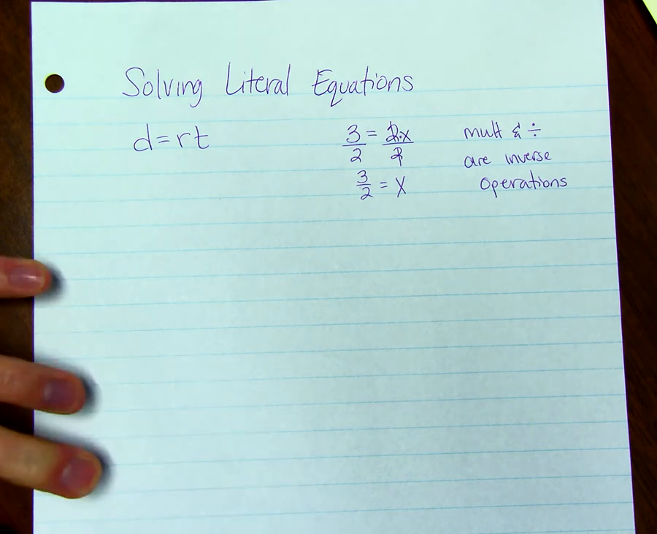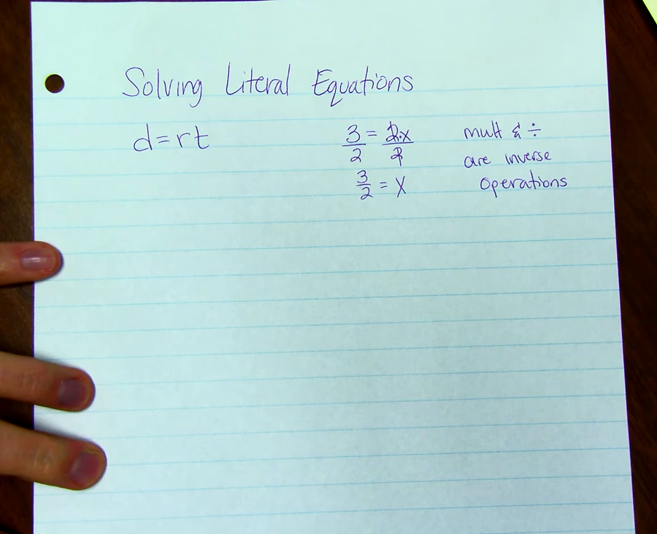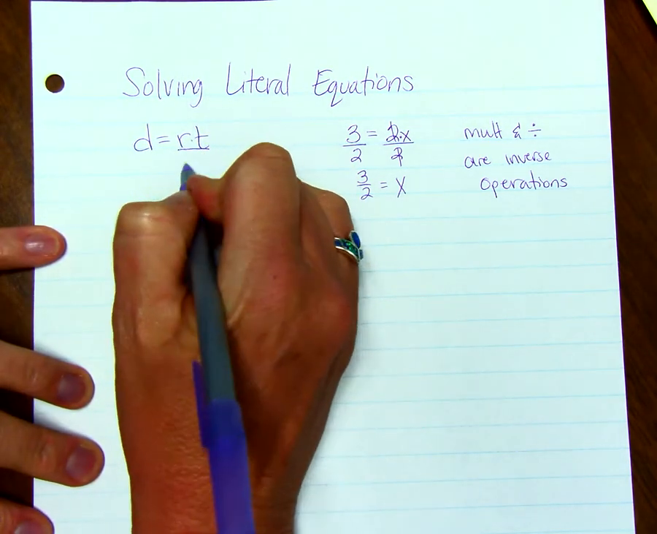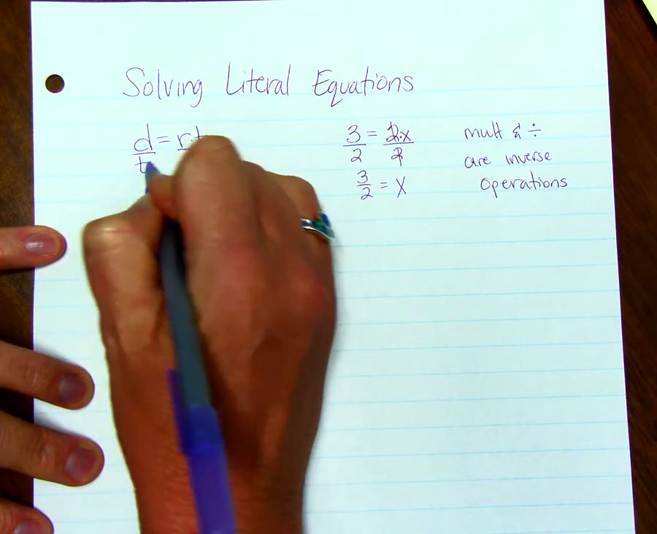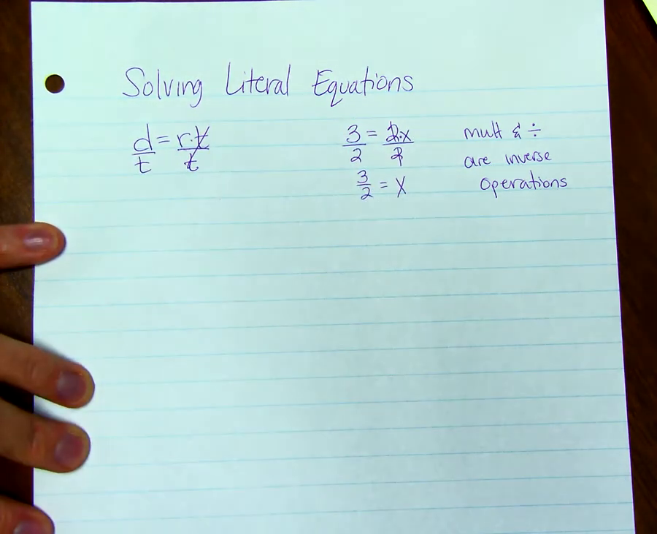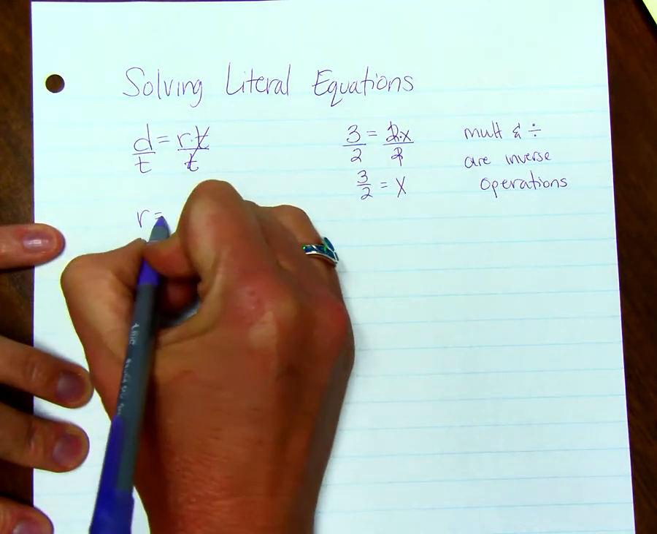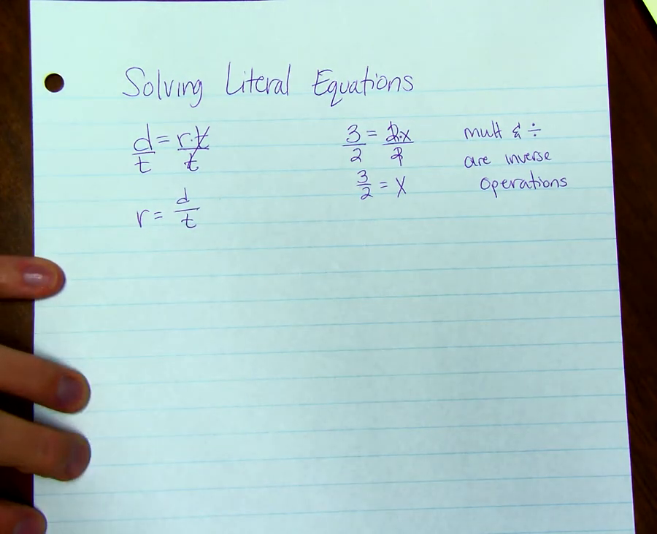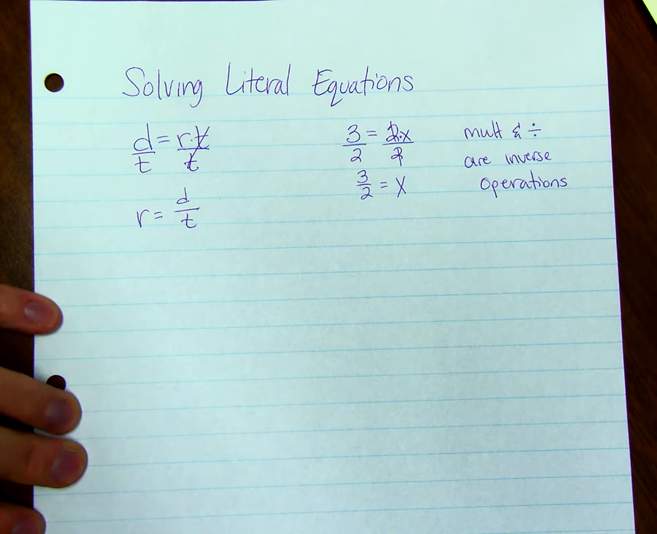Okay, so the inverse of multiply is divide. So if we want to solve for r, we're going to divide both sides by t. Notice that we get 1 times r equals distance divided by time. So there's one example. Now I'm going to show you another one.